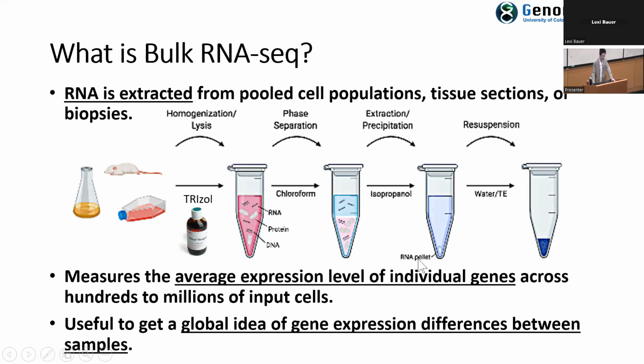You got the RNA pellet down there. Take out everything else, resuspend it in water, and there you go. Now you have essentially total RNA in a tube that will be used for bulk RNA-seq. And what does it do? Well, bulk RNA-seq measures the average expression level of individual genes across hundreds to millions of input cells. And it's useful to get a global idea of gene expression differences between samples.